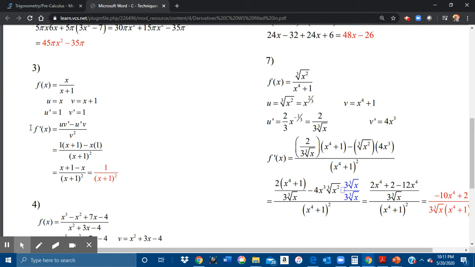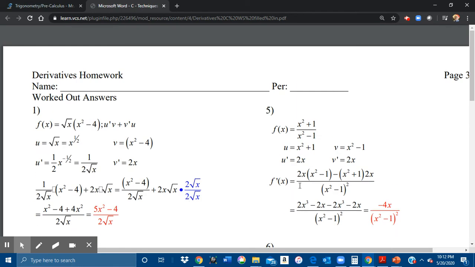So my f prime of x is going to be u v prime minus u prime v, all divided by v squared, which gives me 1 times x plus 1 minus x times 1, all divided by x plus 1 squared. Well, what do I have? I have x plus 1 minus x all over x plus 1 squared, leaves me with 1 all over x plus 1 squared. All right, we're going to skip 4. We're going to go on to 5.